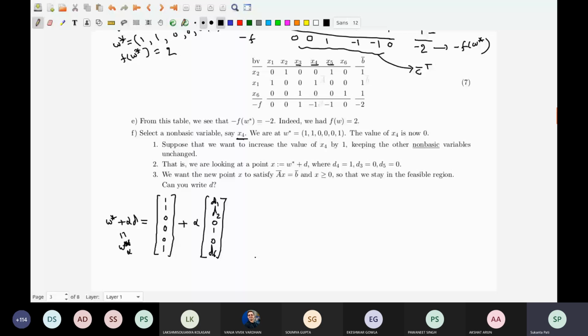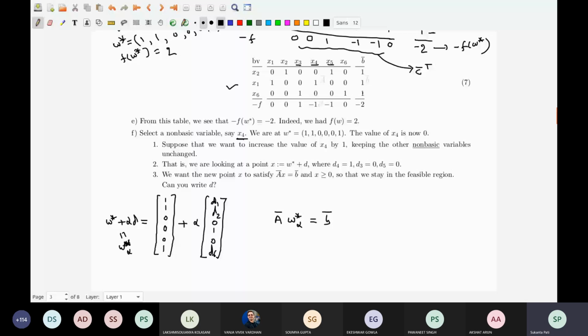Now it means it has to satisfy A bar W star alpha has to satisfy B bar, because this is our revised problem where A bar is this one. A bar means the matrix that you are seeing here in the simplex table, and B bar means the vector that you are seeing over here in the simplex table. And C bar means the row below. This has to be satisfied.